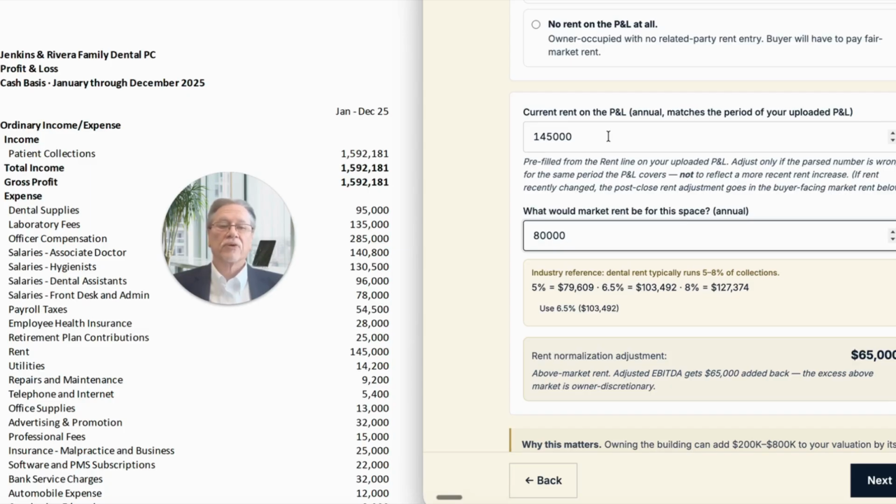And we found that the normal rent price for this building should be approximately $80,000, which is showing up here. And that would be the market rate, which would be about 5% of the P&L or the revenues for this practice. And in getting that, you can see that we basically normalized the total rent adjustment by $65,000. Then we would hit next and continue.